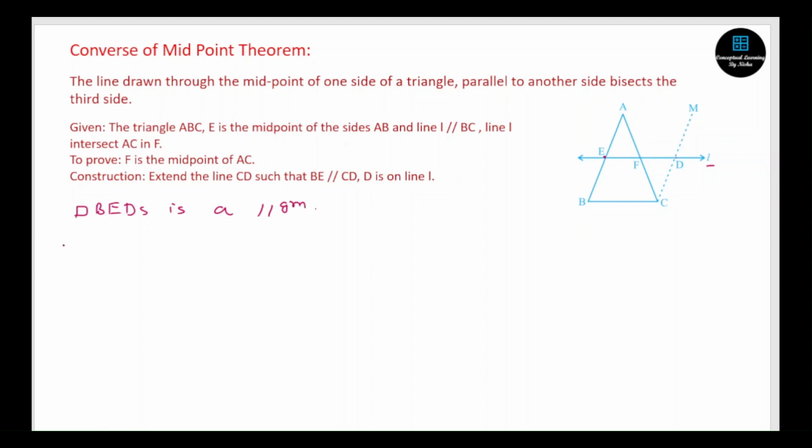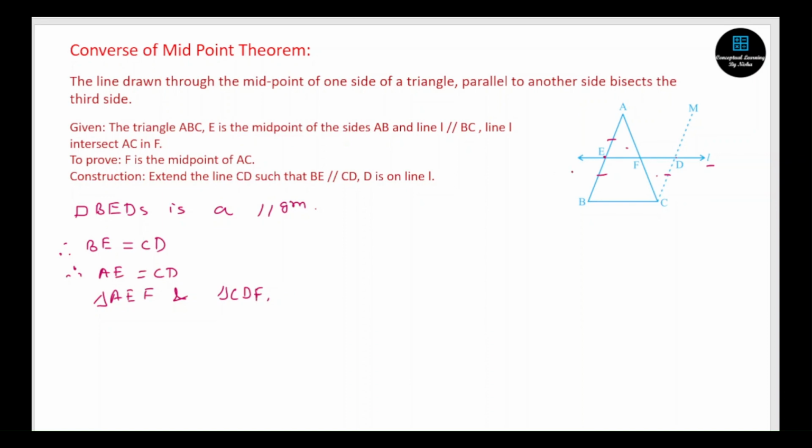Now, therefore, what can I say? BE equals CD, and BE and AE are the same. So these three are the same now, correct? So therefore, AE equals CD. Now can I prove that these two triangles are congruent? Again, yes, I can. Which two triangles am I talking about? Triangle AEF and triangle CDF.